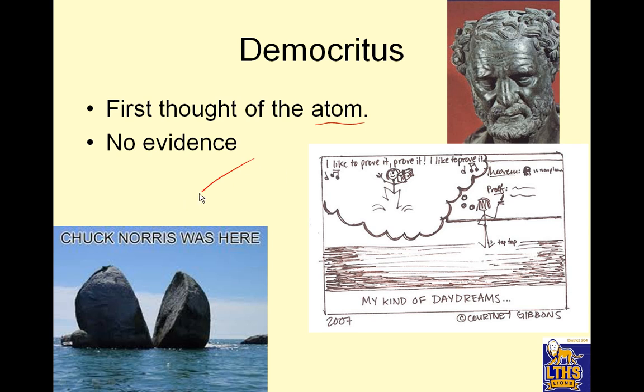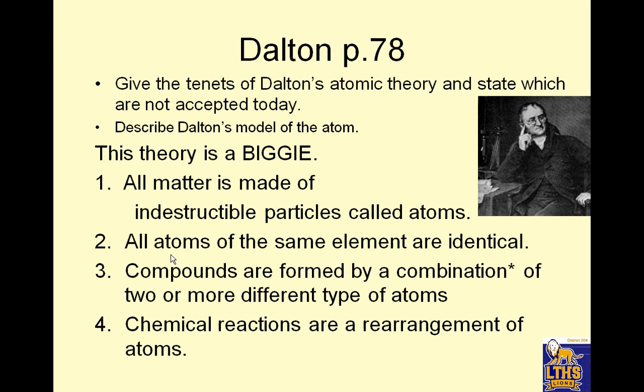So for instance, who could do this? Maybe Chuck Norris, but we have no evidence that Chuck Norris was there. So Democritus's ideas were kind of set aside. Please look at page 78 of your book for more information on this particular slide.